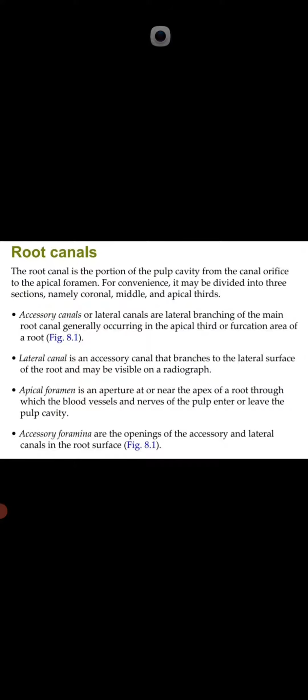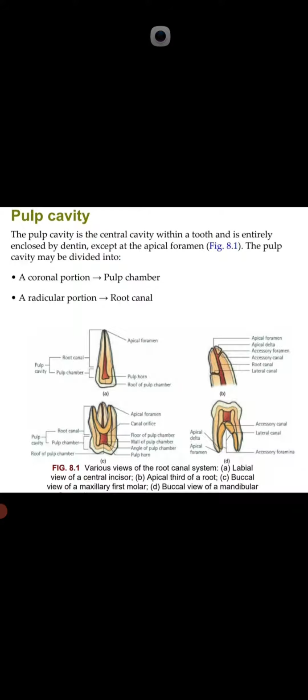For convenience, it may be divided into 3 sections. Then we divide the root canal into 3 sections, namely coronal third, middle third, and apical third of the root canal. Like here, apical third, middle third, and coronal third.